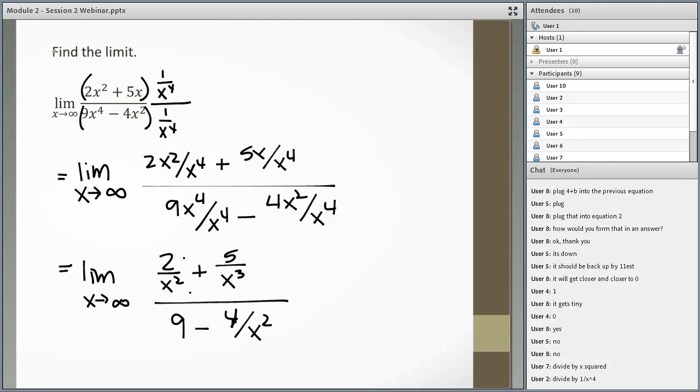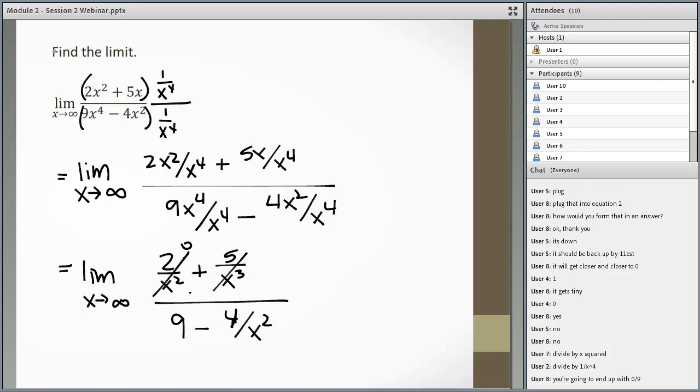And now, any terms, we have 2 divided by x squared, and as x squared goes to infinity, we have 2 divided by an infinitely large number. So that goes to 0. 5 over x to the third goes to 0. Good. 4 over x to the fourth goes to 0. 4 over x squared goes to 0. So we're left with 0 over 9. Remember, the only time we really have any problems is if we end up with 0 in the denominator, but 0 divided by 9 is just 0.